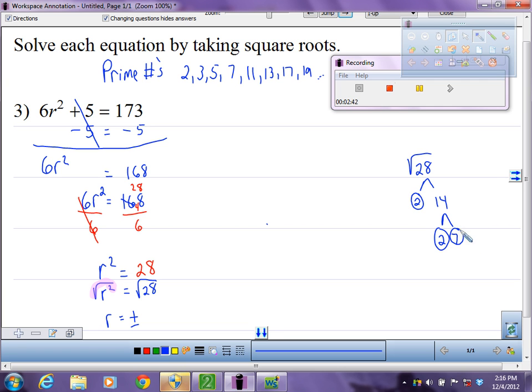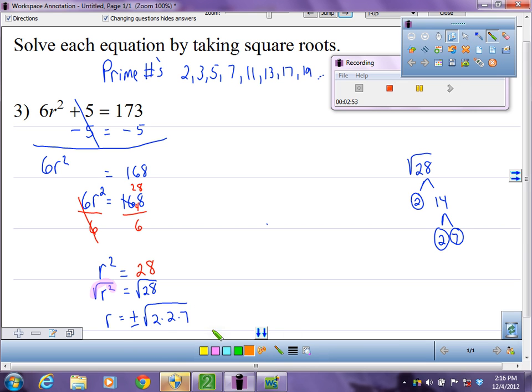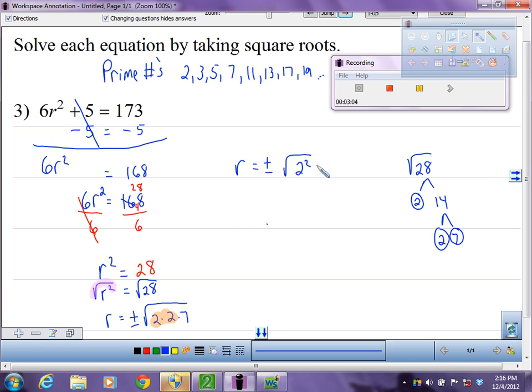Everything is closed now. So in other words, the square root of 28 happens to be the same thing as the square root of 2 times 2 times 7. Well, I see here that I have some pairs of 2's. So that's going to help me rewrite this as the square root of 2 squared and the square root of 7. Okay? Because this is 2 squared right there.